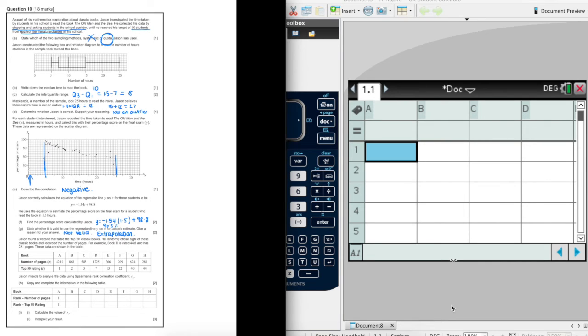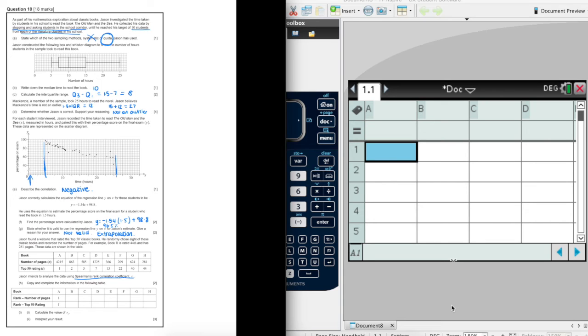And then we've got the last question. So they found the website with the top 50 books, and we have the information on there. So it's the number of pages versus the ranking or the rating that they've got. And we're going to be using Spearman's rank correlation, which makes sense because the data's been ranked. So first of all, we need to fill in the table, which is the rank of the number of pages and the rank of the top 50 selling.